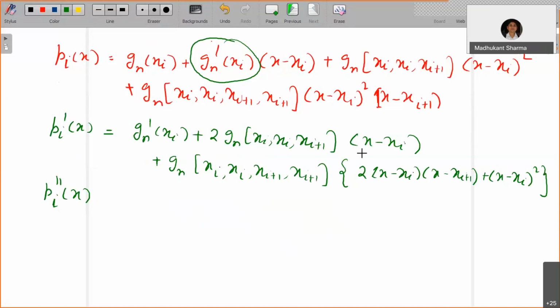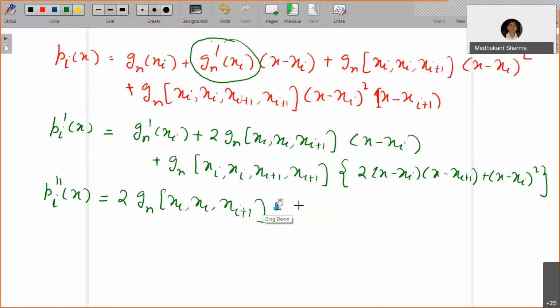See, at xi plus, if you take this pi dash at xi plus, you will not get anything. So gn dash at xi you will get, so that is the unknown. So we will not, that's why we are going with the second derivative here. So second derivative, if you go, this is the constant, because unknown, but it's a constant. Right, so plus 2, so equals 2 times gn xi comma xi comma xi plus 1.